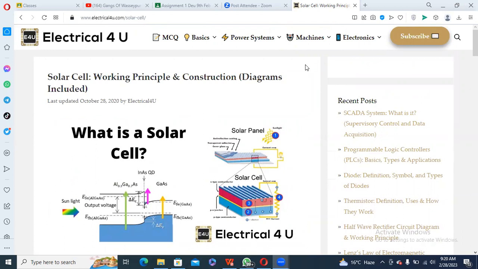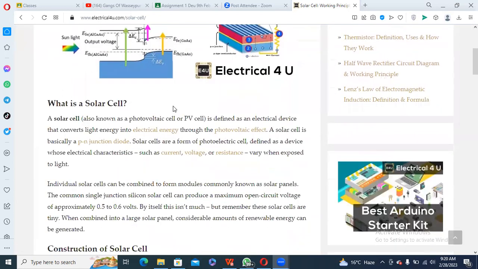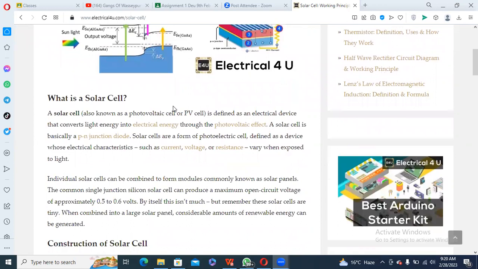Today we have to discuss solar construction. First of all, we have to discuss what a solar cell is. A solar cell, also known as a photovoltaic cell or a PV cell, is defined as an electrical device that converts light energy into electrical energy through the photovoltaic effect.